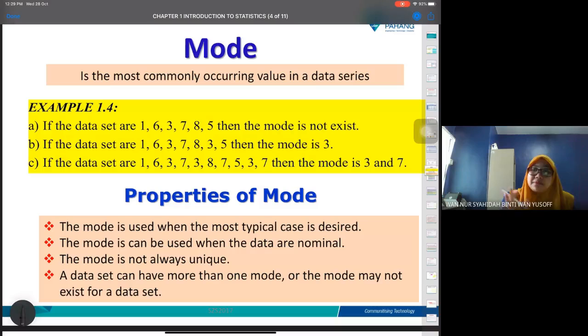If you have many data, for example more than 50 data, it will be useful to key in the data in Excel and then arrange the data. Then we can see which one is the most occurring value in a data series. Sometimes there is no mode in your data series, mode does not exist. Sometimes we have a single mode for the data set, or sometimes we have more than one mode. Usually we use mode for qualitative data.